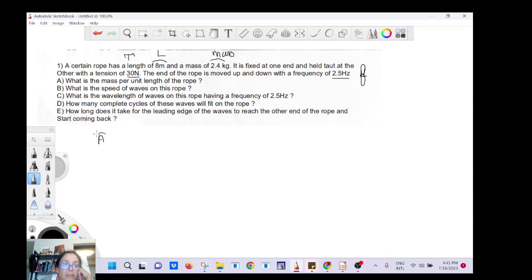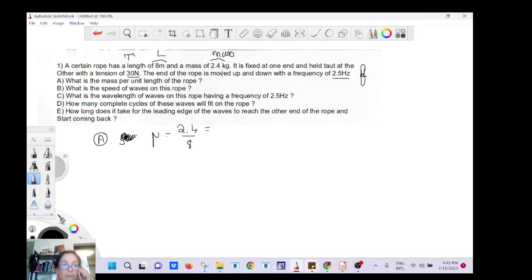Okay, so that's easy. The mass per unit length. If it's linear, we call the density rho, actually, I have called it rho, but in the equation I showed you, I think it's called mu. I'm going to call it mu. So it's going to be the mass, so 2.4 divided by 8.